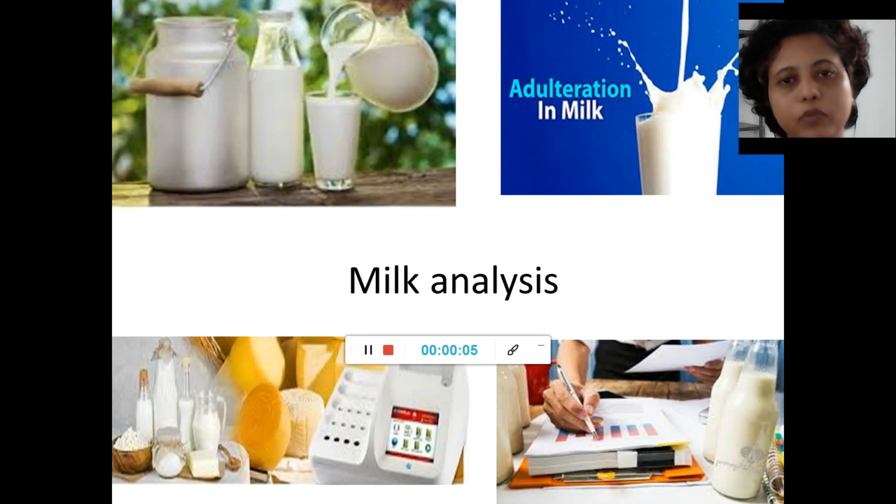Hi everybody, today we are going to talk about milk and milk analysis. Milk, as we all know, is a very essential part of our life. From the very small infant to the old aging people, milk has normally been consumed by everyone. And even in special conditions, like for example when a mother is carrying, milk is given.